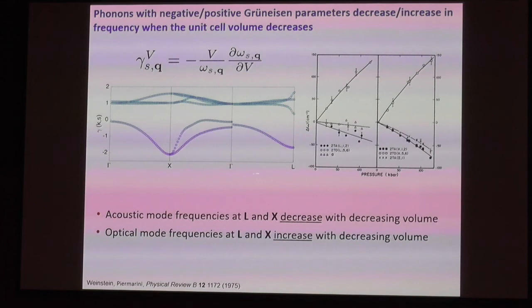And so here again are the acoustic mode frequencies, and those guys are negative. So their frequencies decrease with decreasing volume, and the optical modes are up here, and they have positive Grüneisen parameters. Okay, so so far so good.